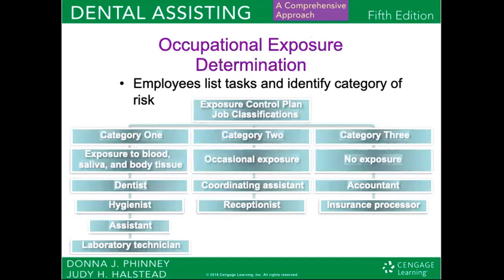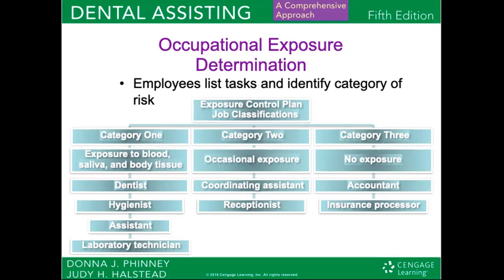The occupational exposure determination lists the task of each employee and identifies the risk categories those duties fall into. For example, category 1 would be employees that are routinely exposed to blood, saliva, and body tissues. This is usually the dentist, the hygienist, the assistant, or the laboratory technician. Category 2 would be people that are occasionally exposed, but not regularly exposed.